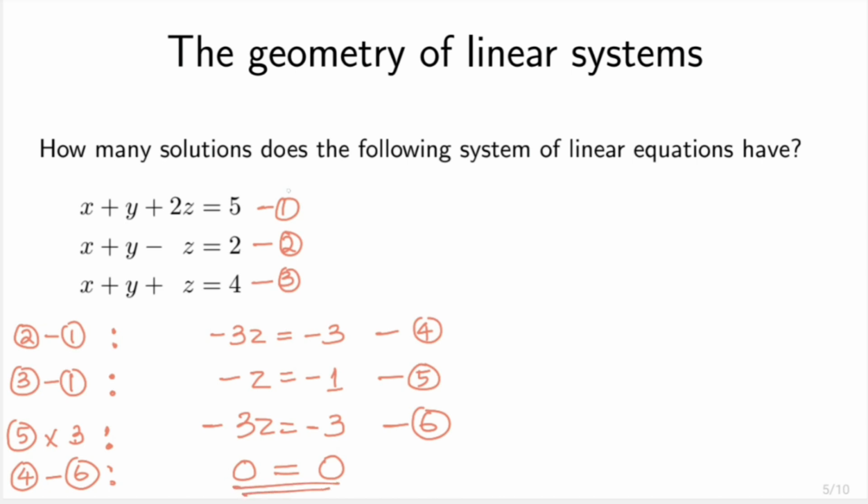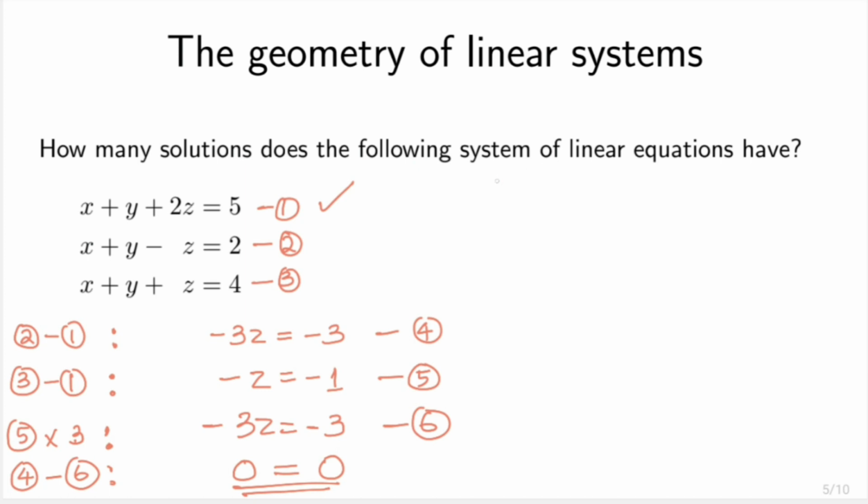So we have equation 1. We used it to eliminate x and y from equations 2 and 3. That gave us equations 4 and 5. And then we multiplied equation 5 by 3 and subtracted it from equation 4. And that has ended us with 0 equals 0. So let's see what we can do with that.